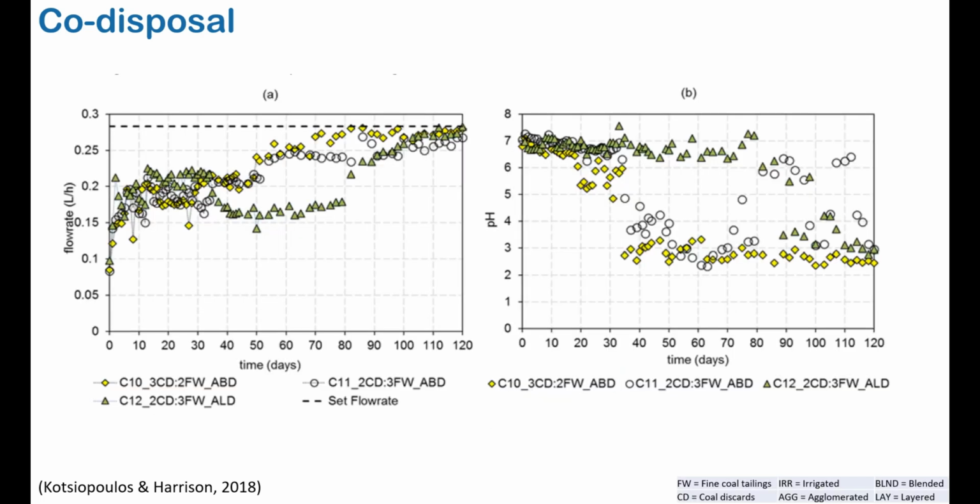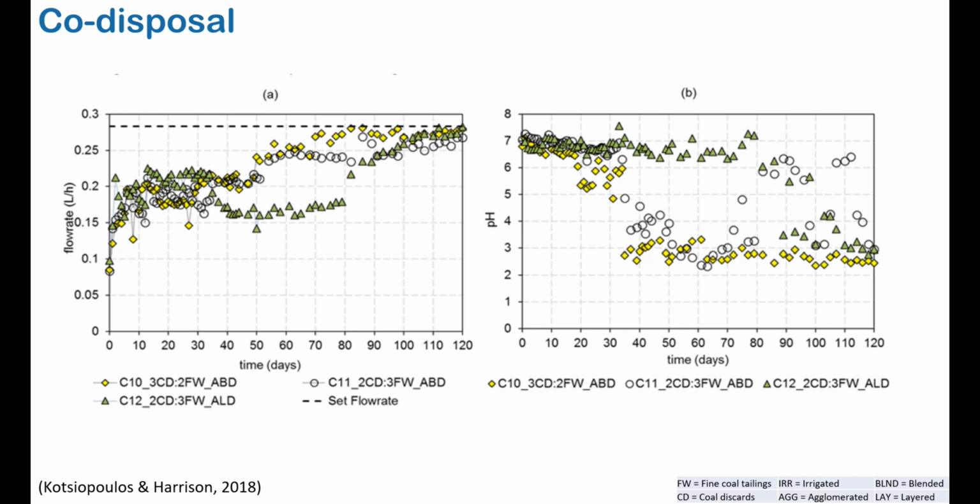At the large scale, however, both the blended and layered configurations showed an increase in effluent flow rate after exposure to irrigation. The blended systems showed this increase at around day 40, and the layered system showed this around day 80. A decrease in pH was also observed for both systems.